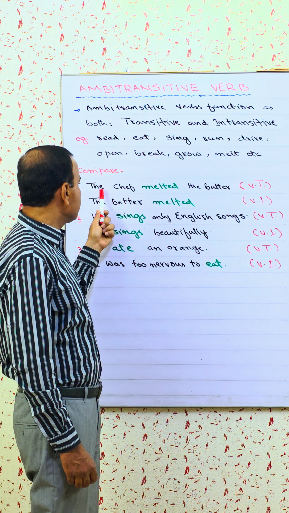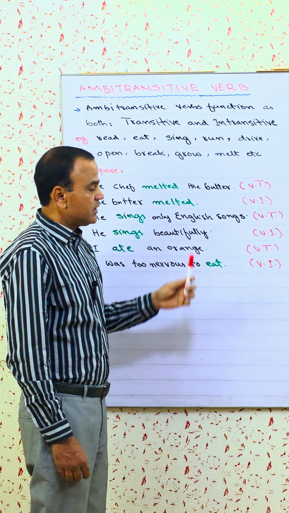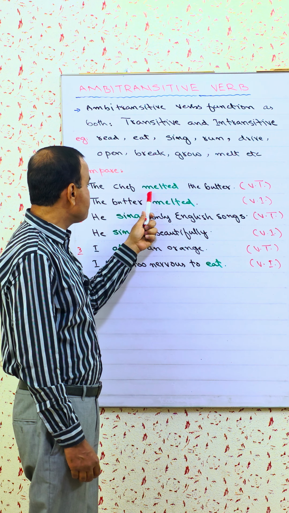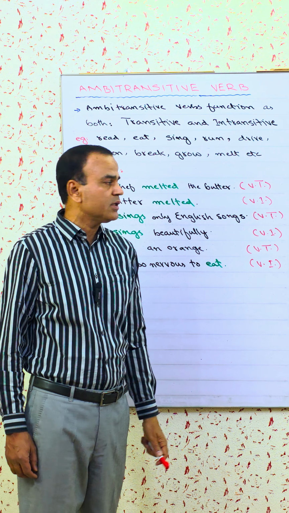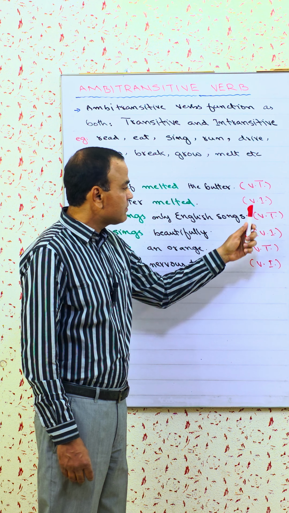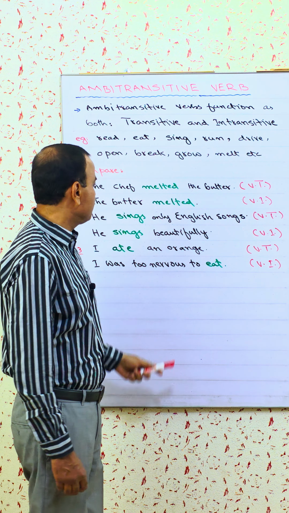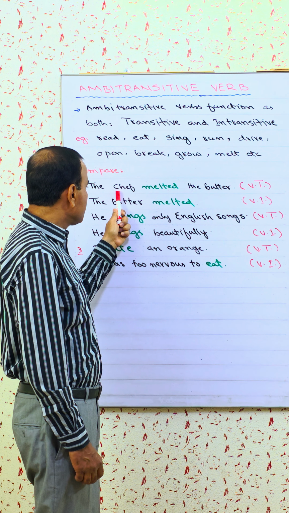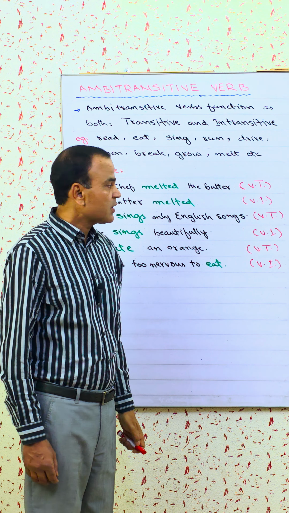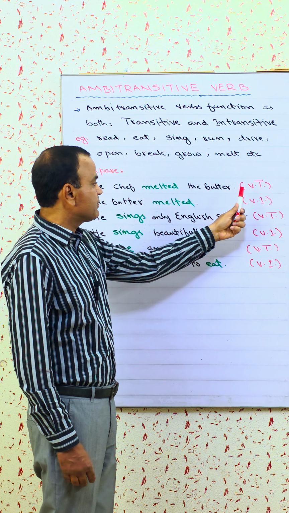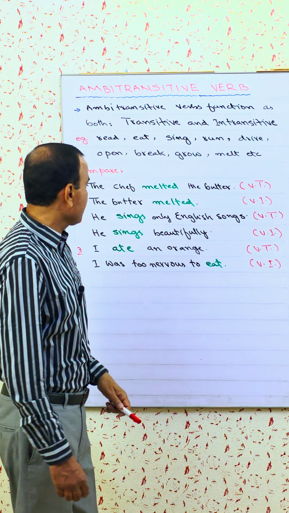The first sentence is, the chef melted the butter. Here melted is verb transitive. In dictionaries you will find the short form VT. VT stands for verb transitive, VI stands for verb intransitive. So here the chef did the work and the work passed over to the butter. So that's why it is verb transitive, and we can change this sentence into passive voice.